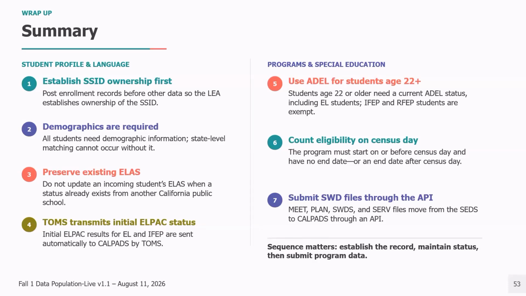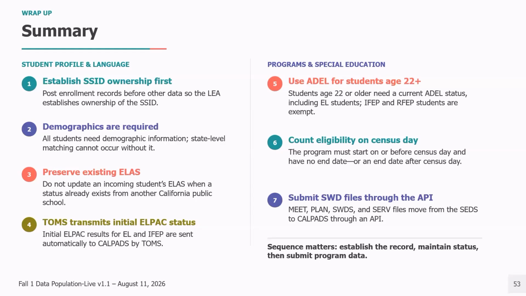Number one, establish SSID ownership. Remember, we emphasize you have to post the enrollment records before any of the other data can be submitted. So once you've completed the enrollment, you've established ownership of that SSID and therefore can submit other records. Also remember that your subsequent records, whether they be student information, student program, student English language, generally have to fall within your enrollment period.